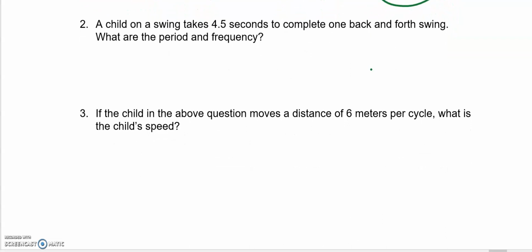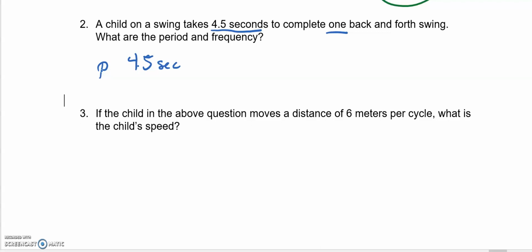Okay, question 2. A child on a swing takes 4.5 seconds to complete one back and forth swing. What are the period and the frequency? In this case, we know the time to do one swing, and that is essentially the definition of period. So the period for this one would be 4.5 seconds. Okay, that is going to be our period.